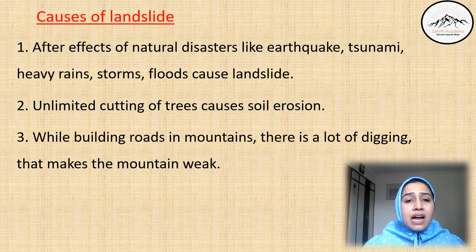Then second one is unlimited cutting. Unlimited cutting of trees causes soil erosion. Why? Because the roots of trees bind the soil together, hold it together firmly. If you cut all the trees, the soil of that particular region loses its grip, and therefore landslide can take place.